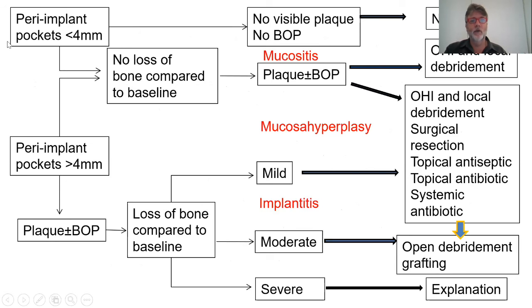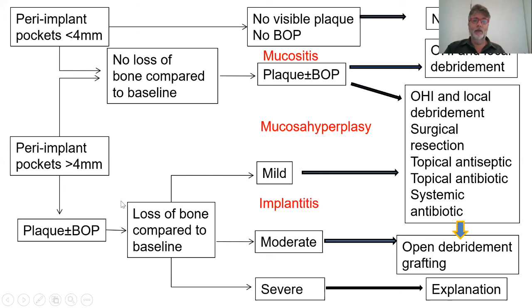What I'm trying to show here is that peri-implant pockets which are less than 4 millimeters with no bleeding often need no therapy at all, just oral hygiene. Again, if there's no loss of bone, but some plaque, again, oral hygiene, that's going to be great debridement. If, on the other hand, you get peri-implantitis and you start to get pockets greater than 4 millimeters, you then have to move to a surgical approach, because your normal cleaning approaches won't get you access.